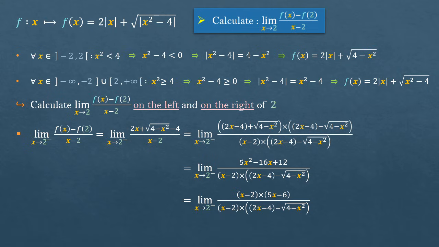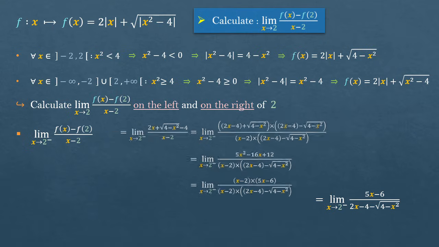So now we can cancel out the x minus 2 factor within the numerator with the x minus 2 factor within the denominator. So we would have to calculate the limit of 5 times x minus 6 all over 2 times x minus 4 minus the square root of 4 minus x squared when the variable x heads to the number 2 from below.